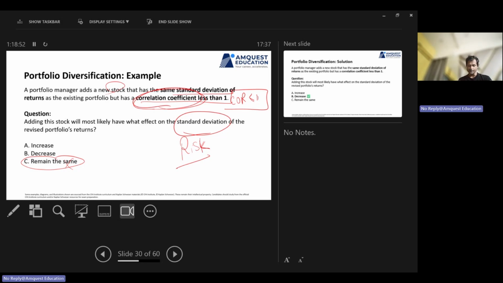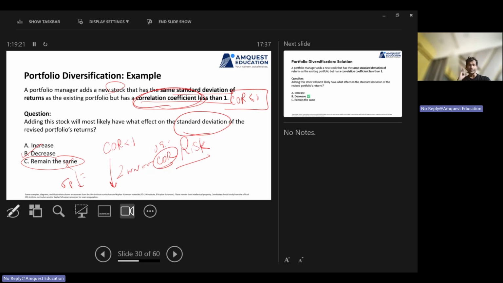Answer. So whenever correlation is less than 1, the portfolio's deviation will be decreasing, because if you remember the formula, it was always 2 into weight into deviation into correlation. So correlation less than 1, meaning 0.9, 0.8, this overall value will go down. Your total deviation, the variance of the portfolio, will also go down.